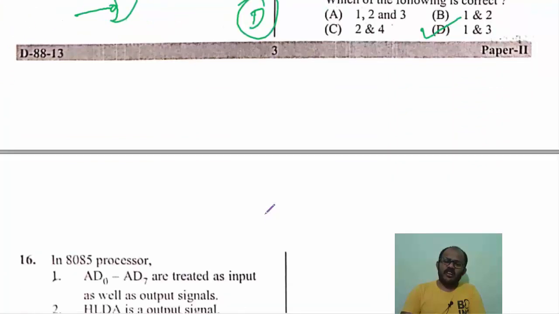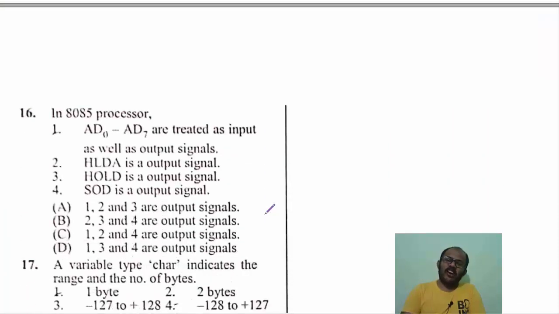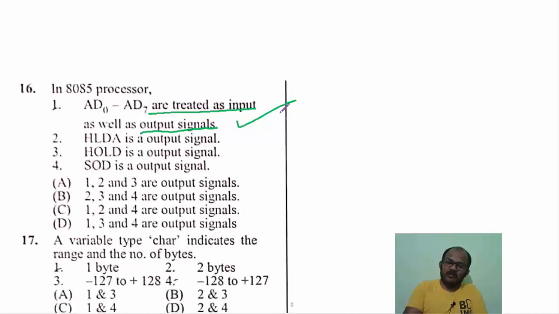Moving on to 16th question, what they have given is, in an 8085 microprocessor, AD0 to AD7 are treated as input as well as output signals. Yes, this is used for multiplexing, nothing but in the first cycle it is used as address bus. In the next consecutive cycles it will be used as data bus.